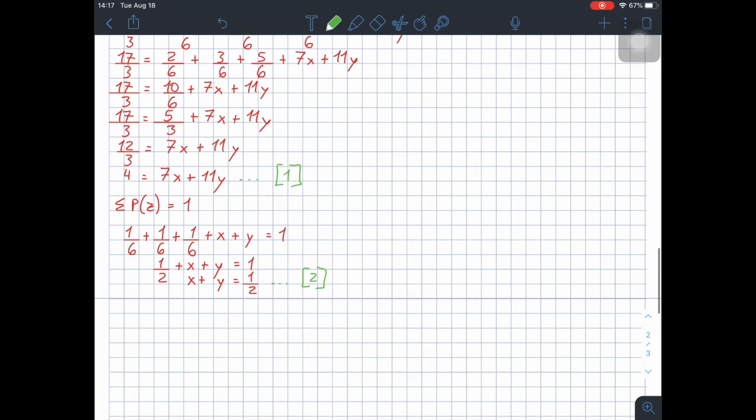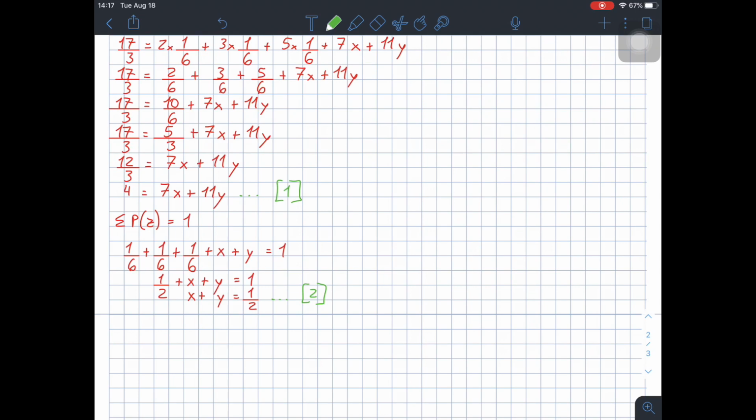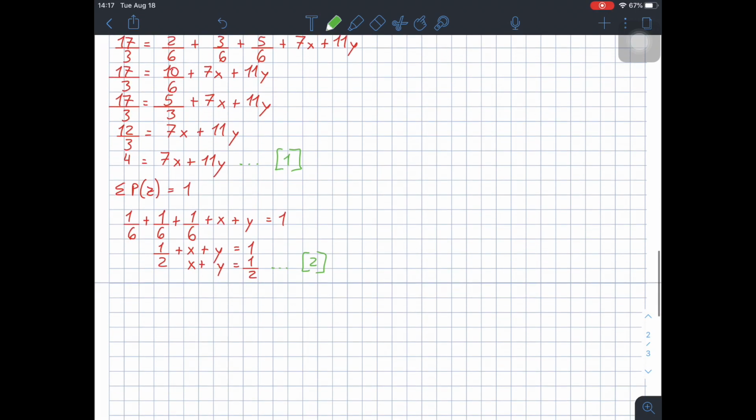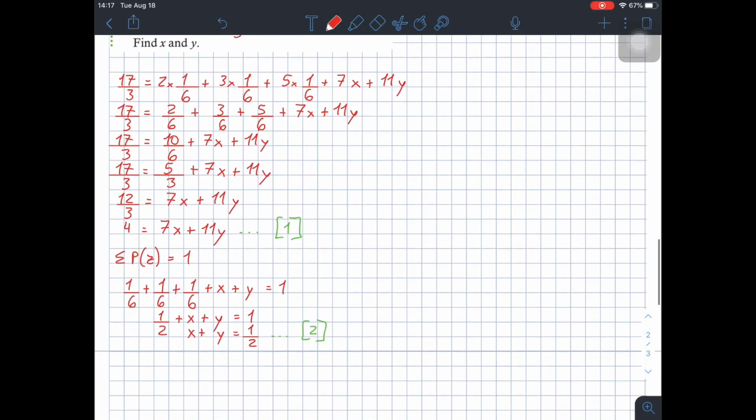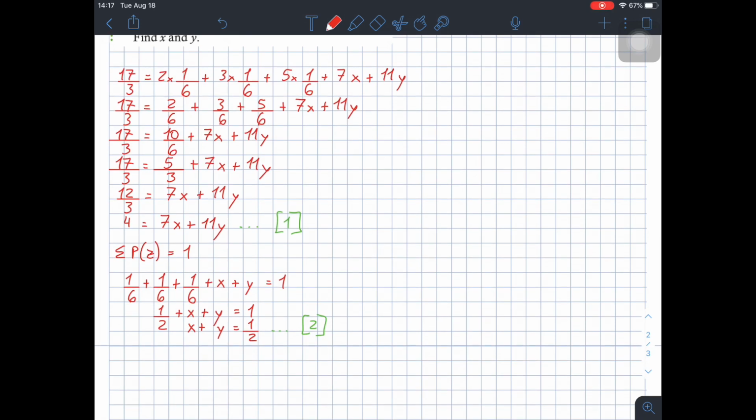One way to solve this, if we're not using calculator, is, for example, let me see. I'm going to write both equations, one on top of the other. I'm going to use this space here. The first equation is 7x plus 11y equals 4. And the other is x plus y, I'm going to write it in order, is equal to 1/2. I'm going to write it as 0.5, same thing.